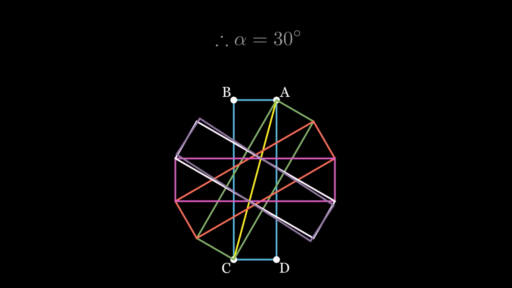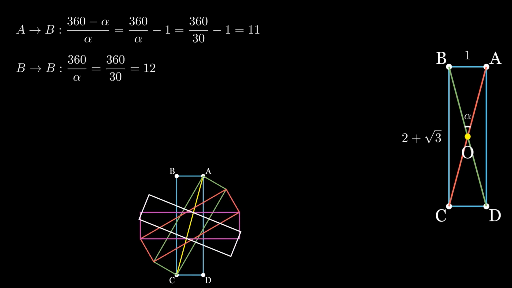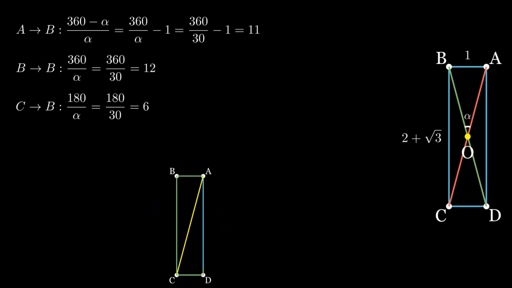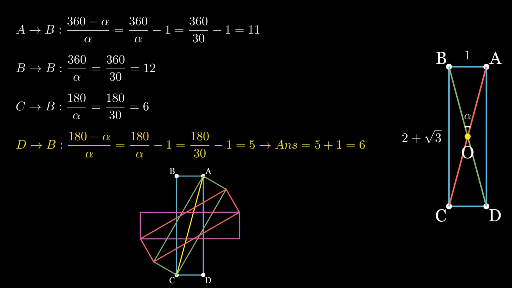Now that we've determined the rotation angle, we can calculate the total number of rotations needed to return a vertex to B. If we plug in 30 degrees for alpha and check all the cases, we find that the minimum is for D. After 5 rotations, D reaches B, so the minimum number of cards is 6.